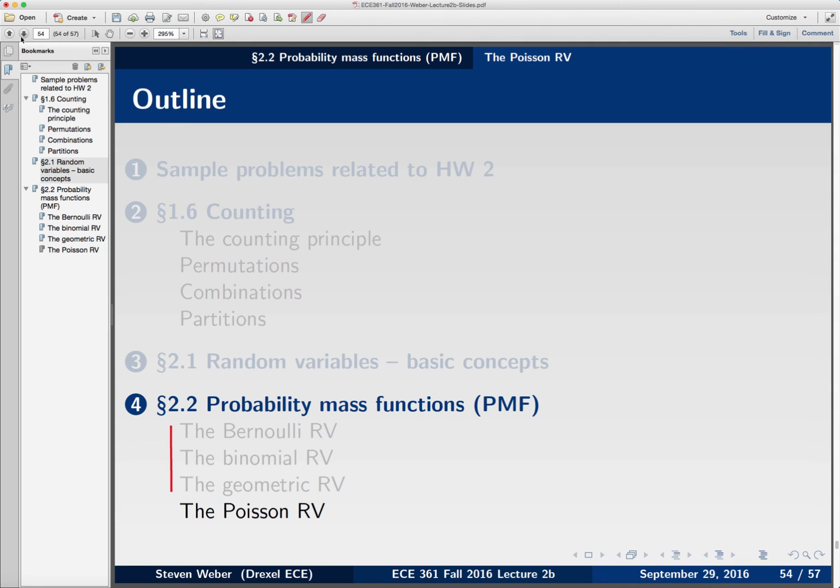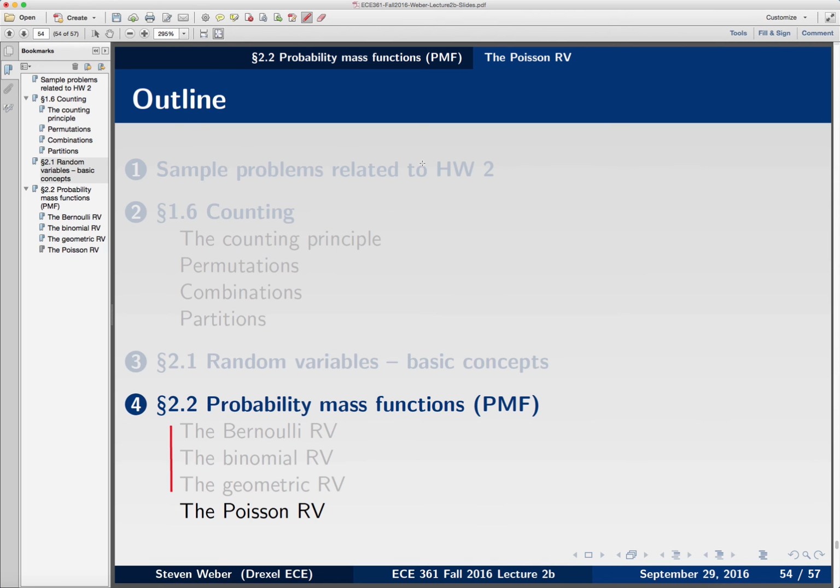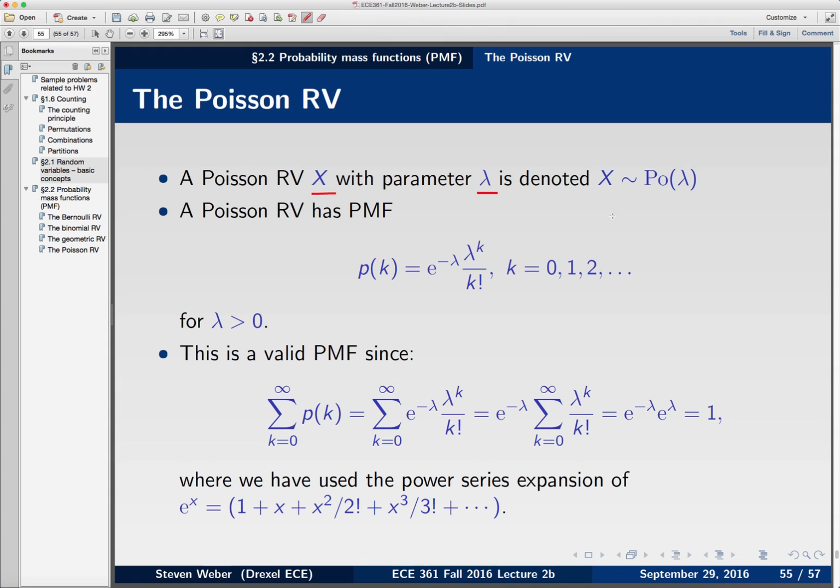Lastly, let's talk about the Poisson random variable. A Poisson random variable, x, has a parameter lambda and is denoted x is distributed as Poisson with parameter lambda. The definition of the Poisson random variable probability mass function is the following. P of k is e to the minus lambda times lambda to the power k over k factorial. And the support of the Poisson distribution is all non-negative integers, 0, 1, 2, up to infinity. And we assume that the parameter lambda is any non-negative real number.